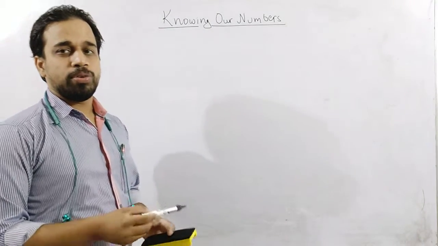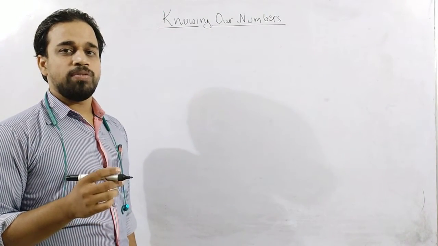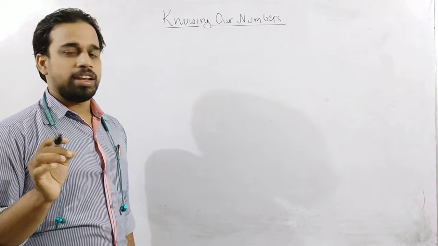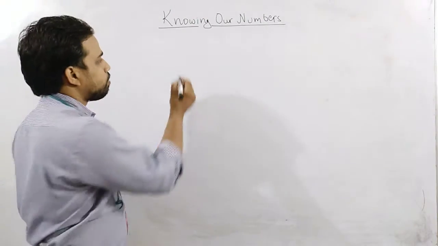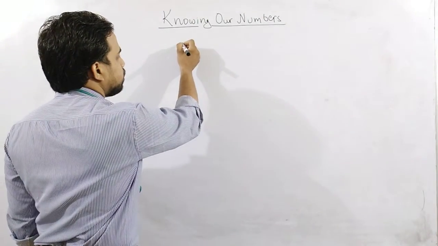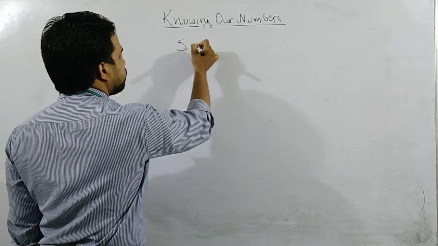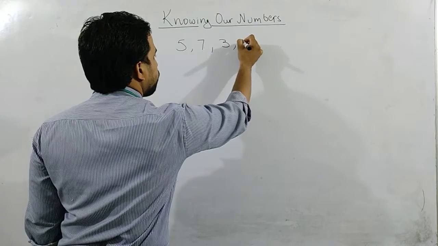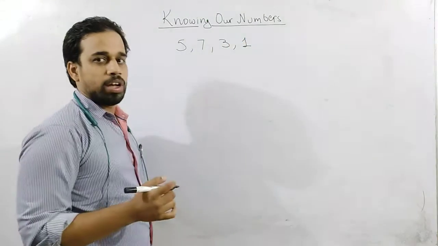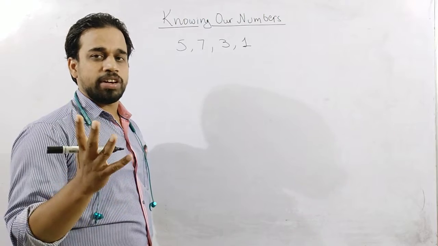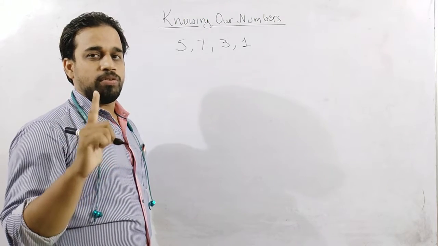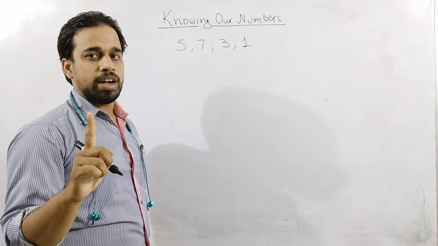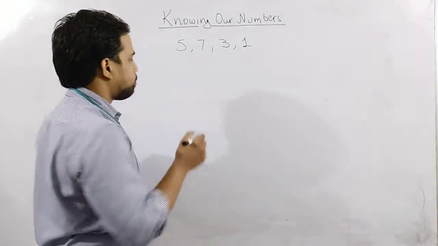Now I am going to give you a question and I'll wait for 30 seconds. For 30 seconds. And let's see who does it faster. The 4 digits are 5, 7, 3, 1. Now you have to make a 4-digit number, one greatest and one smallest. One greatest number and the other should be the smallest.